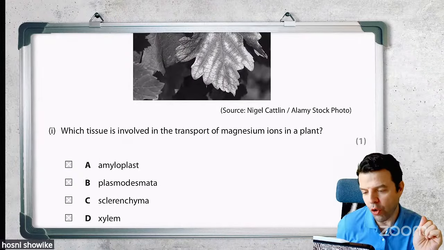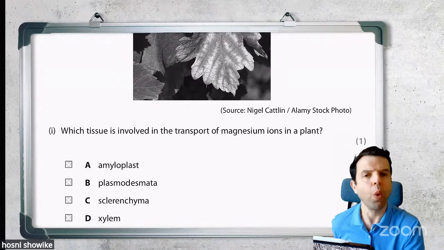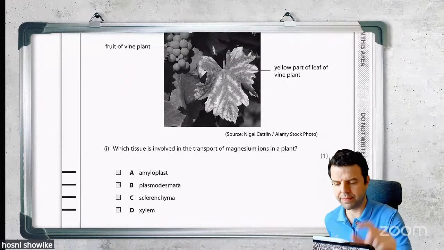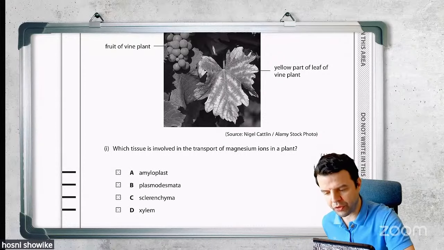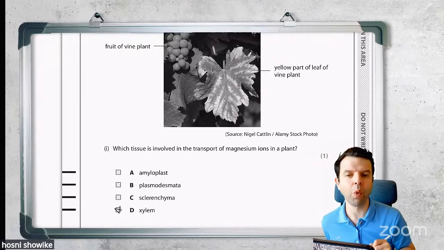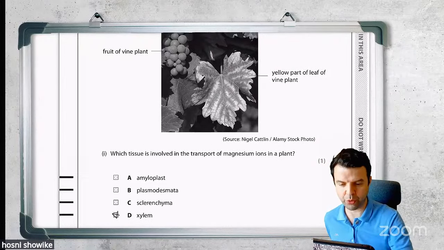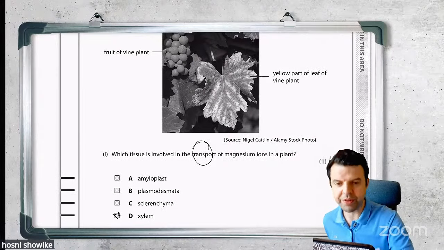Which tissue is involved in transport of magnesium? Once again, it's the same question repeating. Xylem, right? Water and minerals transport, right? They say it clearly.